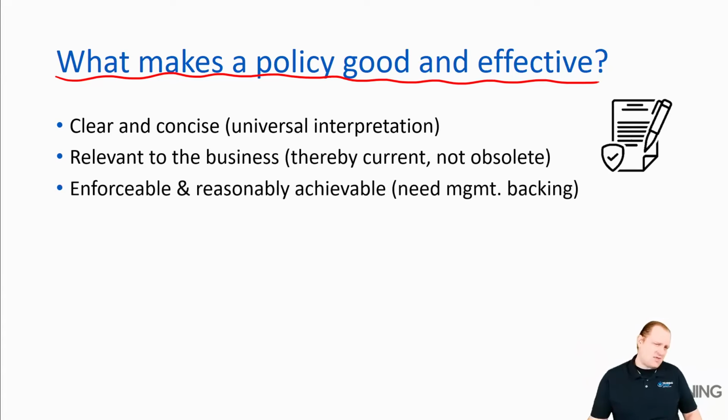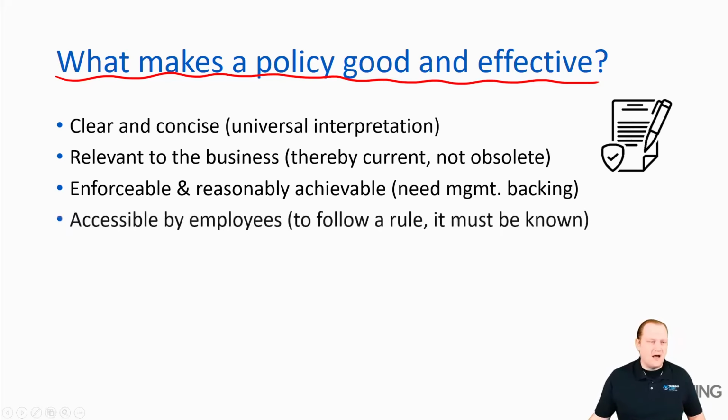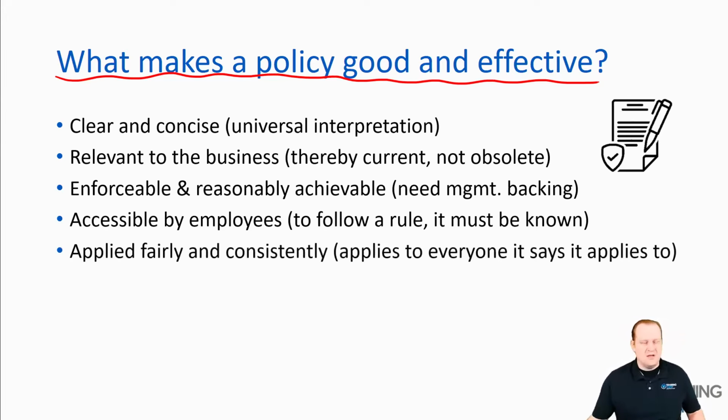Enforceable and reasonably achievable. Definitely seen policies where they get a little over the top and then there's no way to do it. If it's not something that can be done, we shouldn't be writing it out. Accessible by employees. To follow a rule, people need to know what it is. Applied fairly and consistently. Everybody that it applies to, we got to make sure they're following it.